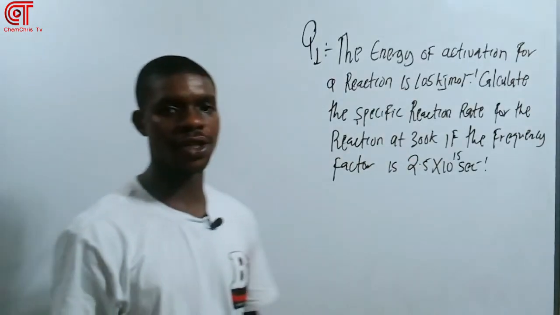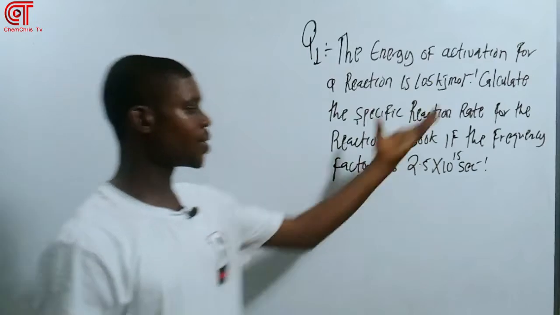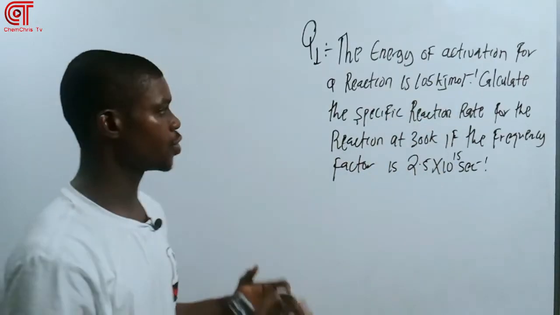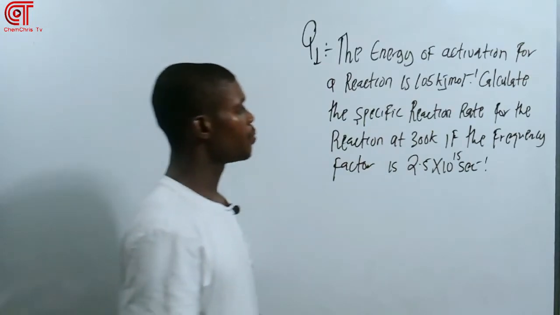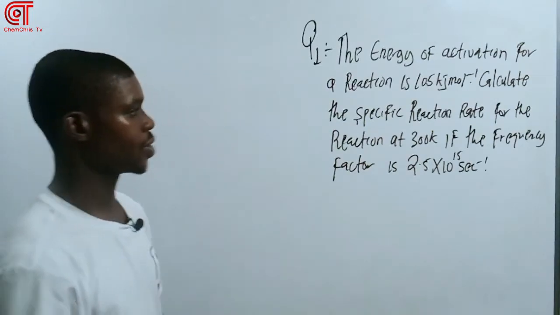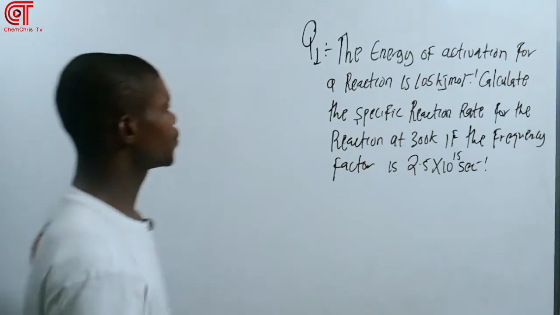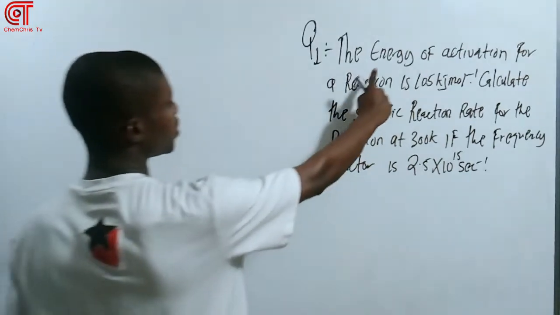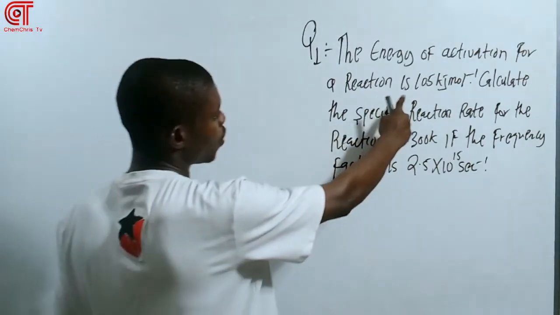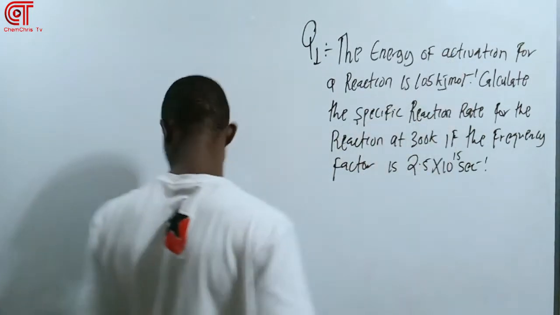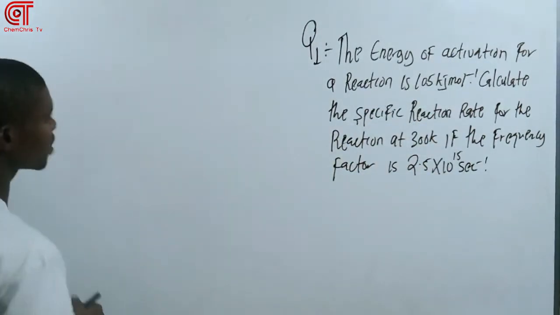So what you want to do here is to pause the video, then copy this question down. I'm going to walk you through how to solve it. Okay, now let's do it together. You see that the energy of activation for a reaction is 105 kilojoules per mole. So let's write down the parameters given to me first.